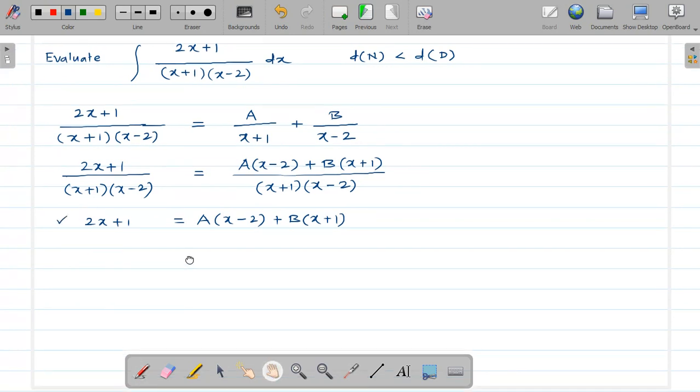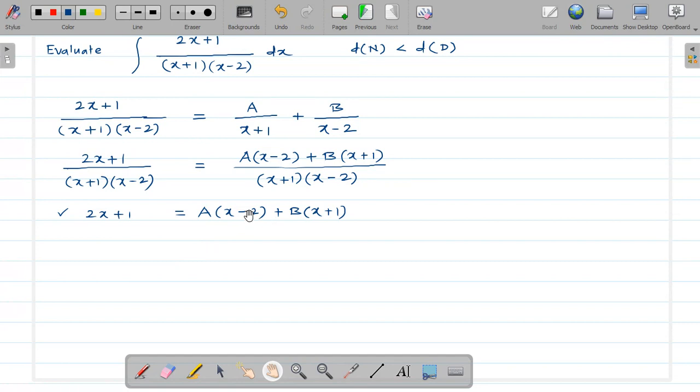Now to determine the value of A and B, we have to use one method. If you want to calculate the value of A, then we have to remove the value of B. By removing B you will get A, and as well as by removing A you will get the value of B. Okay, so see, the multiple of B is x plus 1. So if I put x is equal to minus 1, then that multiple will get 0. So B into 0, that's why B will get removed.